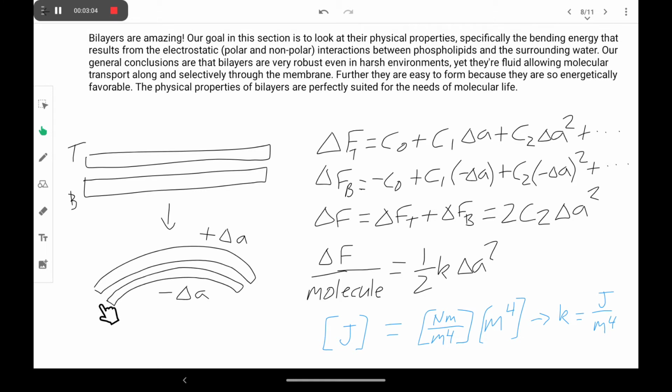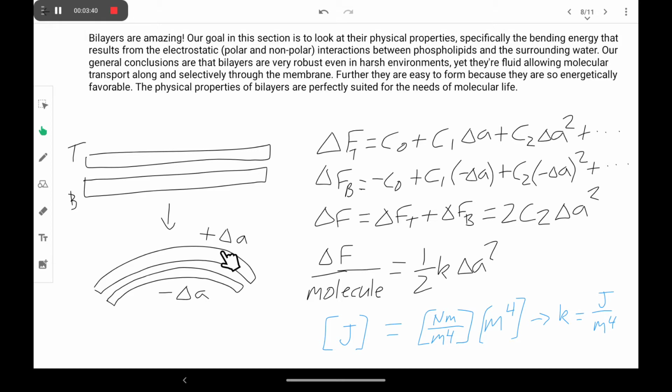If we choose the middle of it as a midplane, that means we have to shrink the bottom layer and grow the top layer. So a negative delta A and a positive delta A. If we consider the change in free energy to do so, we look at the top layer. Something to note if you haven't seen this before: any function can be written as a series of powers. So we want to know how this energy depends on the change in area.